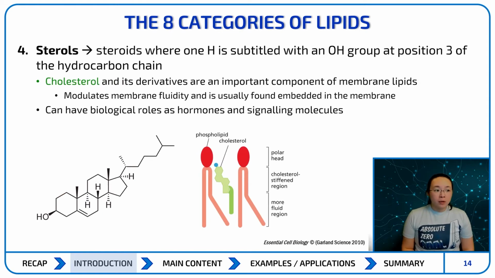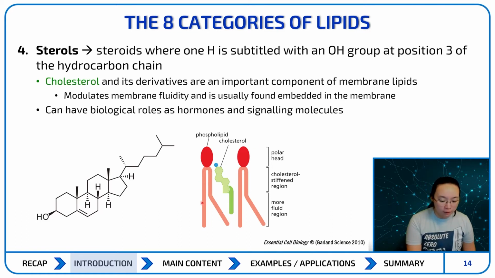Next, you have steroids. Basically, one H is going to be substituted with an OH group at position 3 of your hydrocarbon chain. The most important steroid that we're going to be looking at is cholesterol, extremely important in the cell membrane. Cholesterol and its derivatives are going to help maintain membrane fluidity in the fluid mosaic model of the membrane, and they're usually found embedded in the membrane.